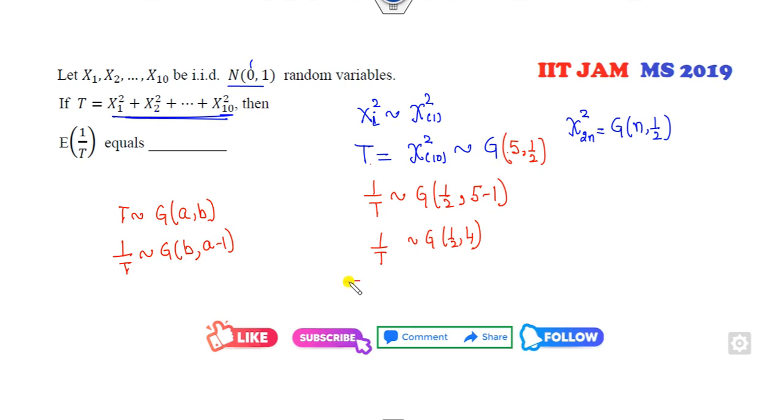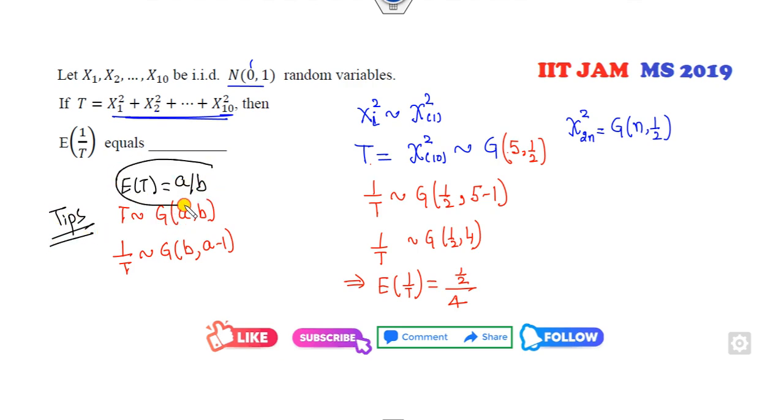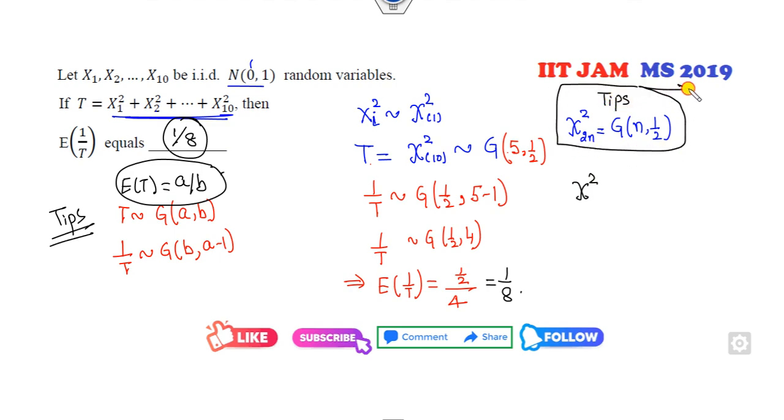So 1 over T. So what is the mean of the gamma distribution? What is the mean of the gamma distribution? A over b. This is my tip for you. Okay, so this is a over b. Fine. So it is 1 over 8, the right answer of this problem. You can write it in decimal places as well. Always remember, students, whenever you have the chi-square, you can use this shortcut trick and convert into the gamma distribution.